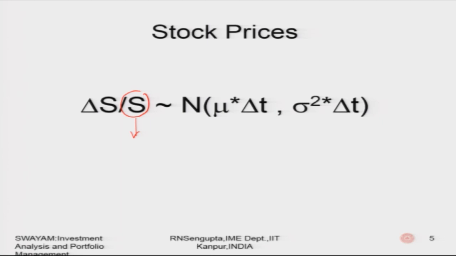So, delta t is basically the time difference, and in the actual formula, if you compare with the generalized Wiener process, this mu was basically the factor A. Obviously, there would be other terms also, but the main thing is the drift, which we are interested in understanding, and this is the factor B, which is related to the volatility.